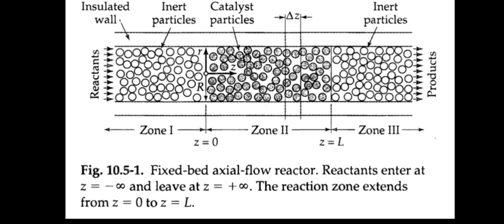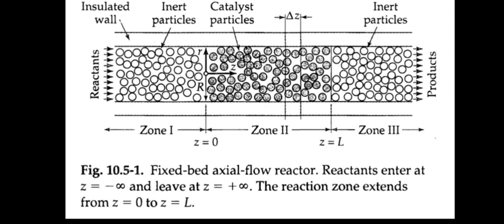We conceptually divide this reactor along its axial direction, denoted as Z, into three distinct zones. Zone 1, the entrance zone. This section extends from the inlet, where Z approaches negative infinity, up to Z equals 0. Crucially, in this zone, the packing consists of inert spheres.